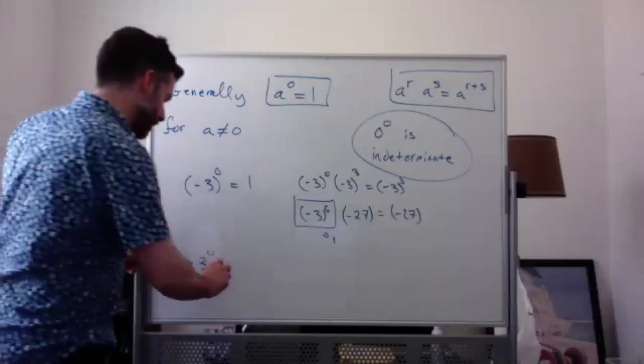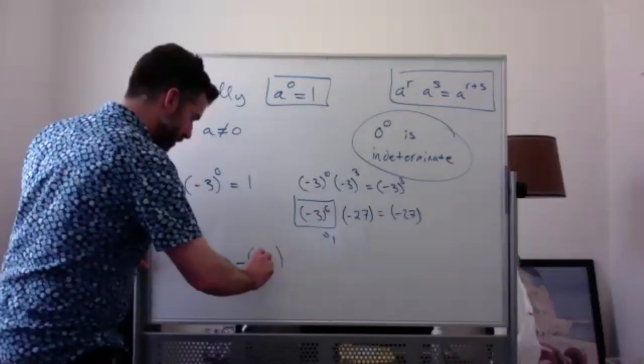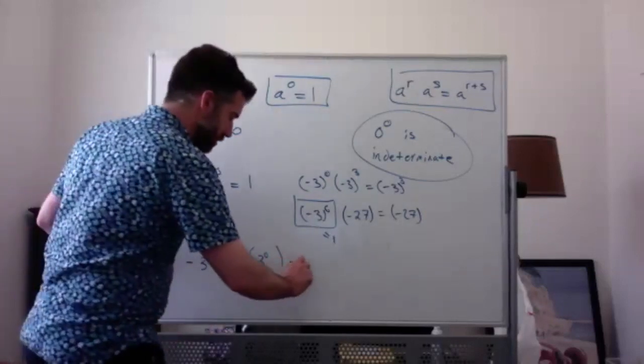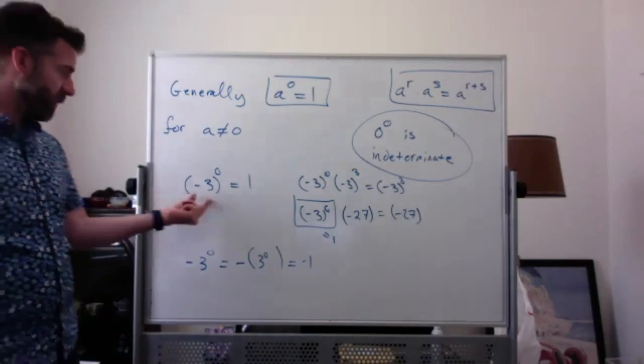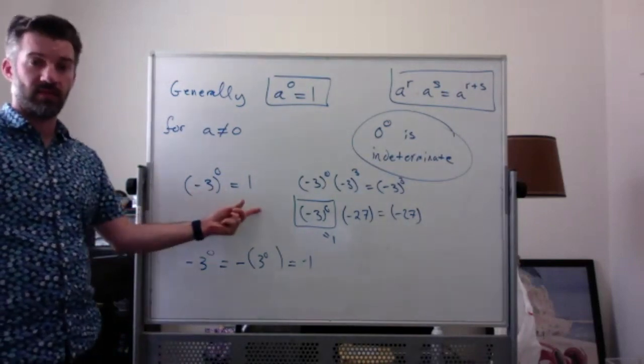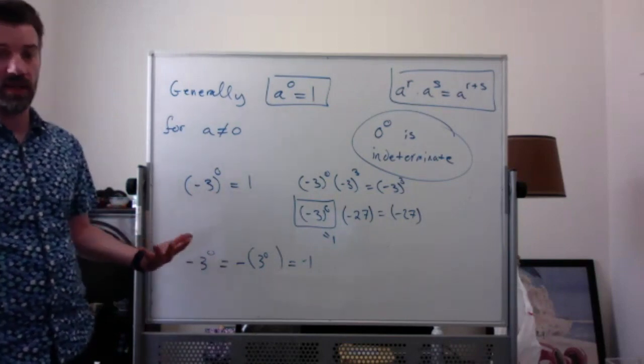So when you read this, you should read it as -3 to the 0th, which is -1. So be careful. If you've got it like this, it's definitely equal to +1. If you've got it where the negative's on the outside, you do the power first, and then you get -1.